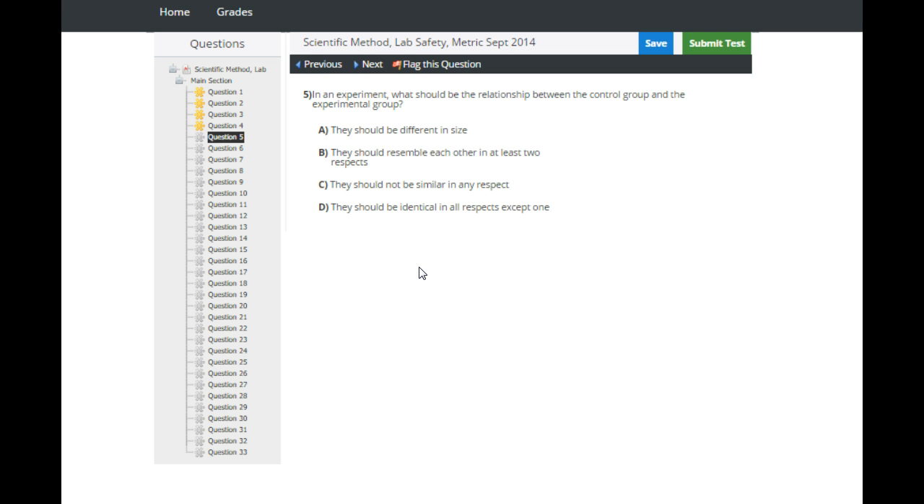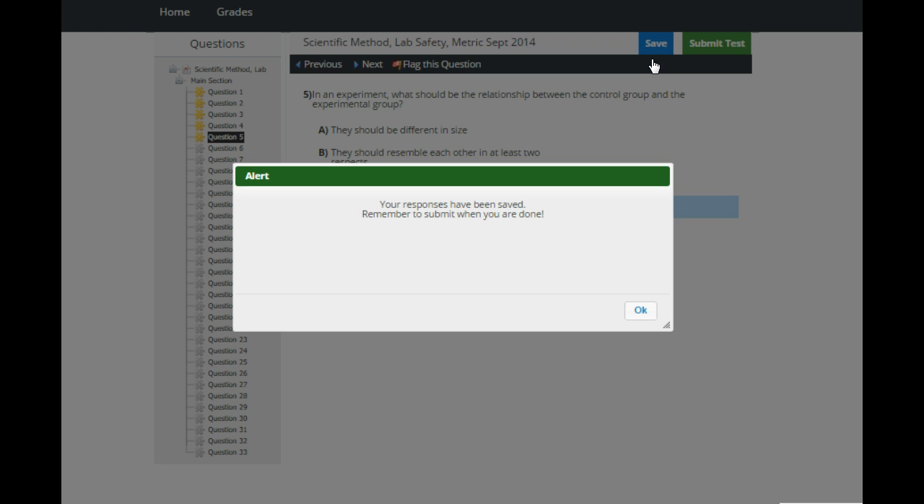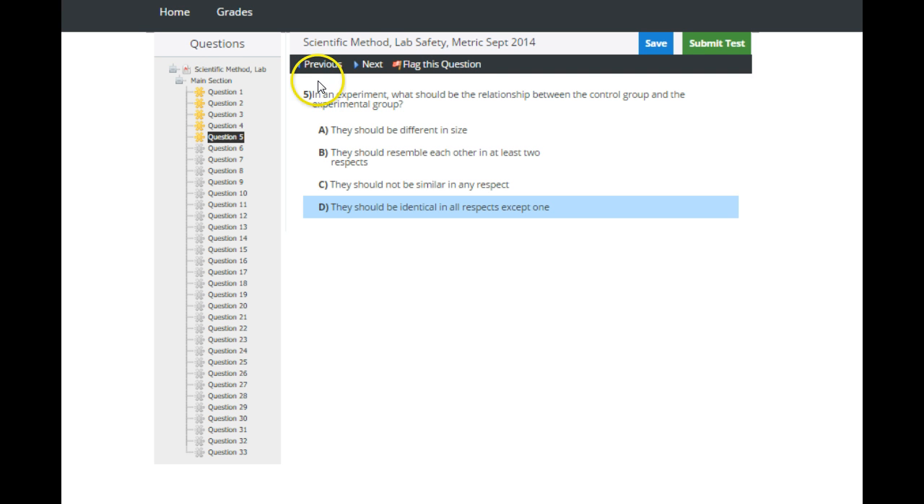They should resemble each other in at least two respects. No, they should resemble each other in every respect except for that independent variable. C, they should not be similar in any respect. That's ridiculous. D, they should be identical in all respects except one. There you go. It's got to be D. I hope that that's easy for you guys to see. Save to change. Okay, now we go on.